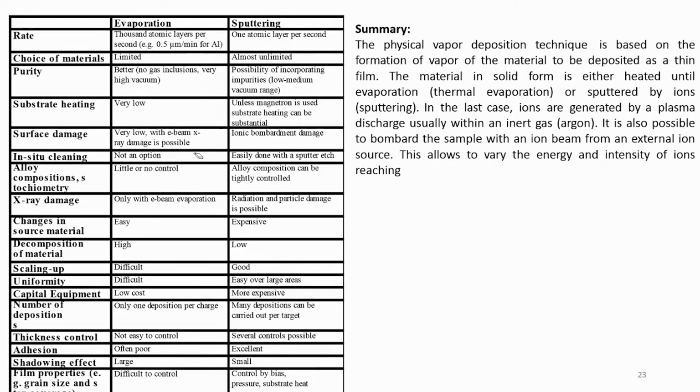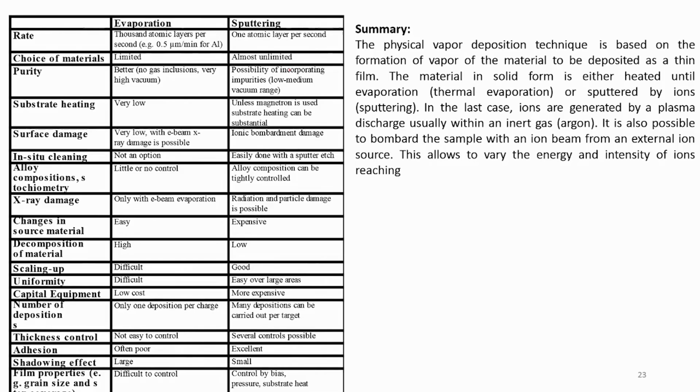If I just want to create a contact layer of aluminum, I will rather go for evaporation than for sputtering. But if I want to go atom by atom, or one atomic layer per second, then we can go for sputtering, because that is not possible in thermal evaporation. Also, for any source material, I can use sputtering, compared to thermal evaporation, where the source melting point is very important.